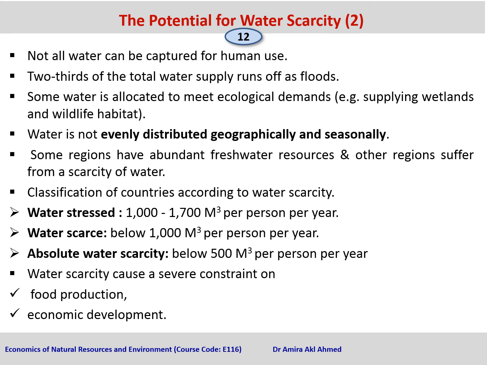Around 2/3 of the total water supply runs off as floods. Some water must also be allocated to meet ecological demands, such as supplying wetlands and wildlife habitat. Most important, water is not evenly distributed geographically and seasonally. Some regions of the world have abundant water resources. In contrast, other regions suffer from a scarcity of water.